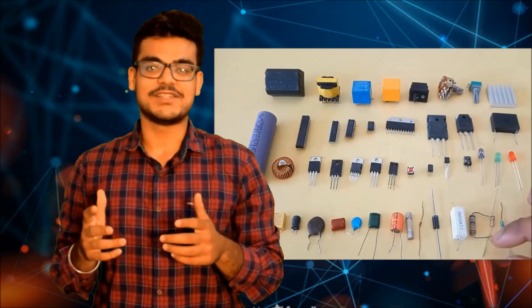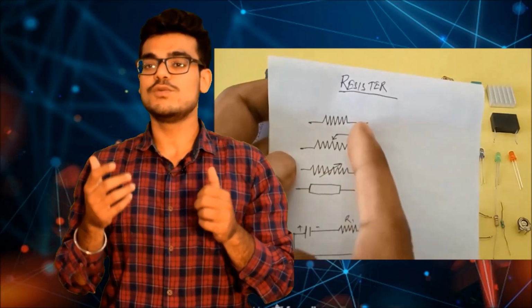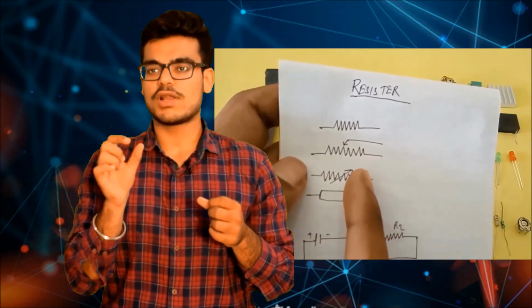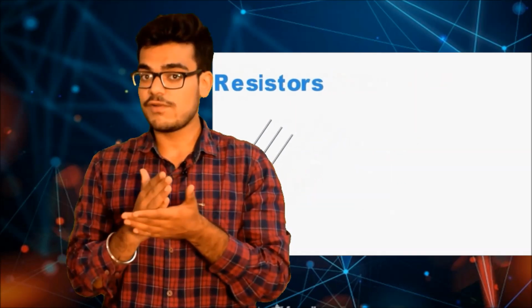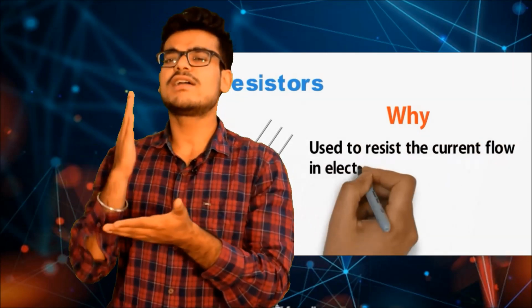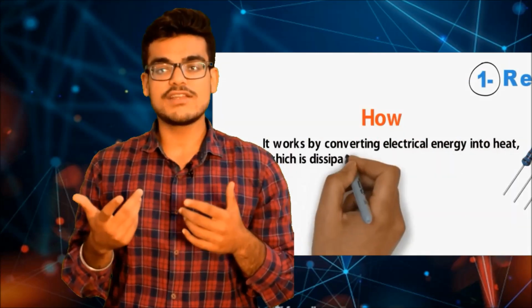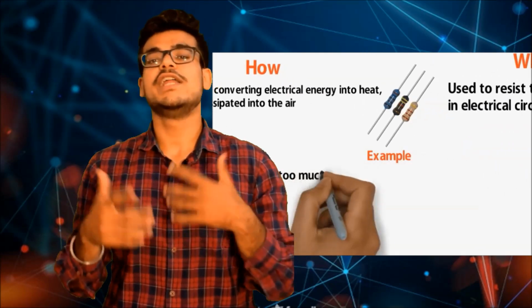As we are starting with electronic components, first we see what are resistors. The symbol used and what it looks like you can see on the screen. It's a very small component. Why is it used? It is used to control the current flow in electric circuits. It resists the current flow. Like if we cut the current flow, as you can see on the screen, it cuts the current flow in any electronic device. How does it work? It works by converting electrical energy into heat. You have heard of that mechanism, right? Which is dissipated into the air.